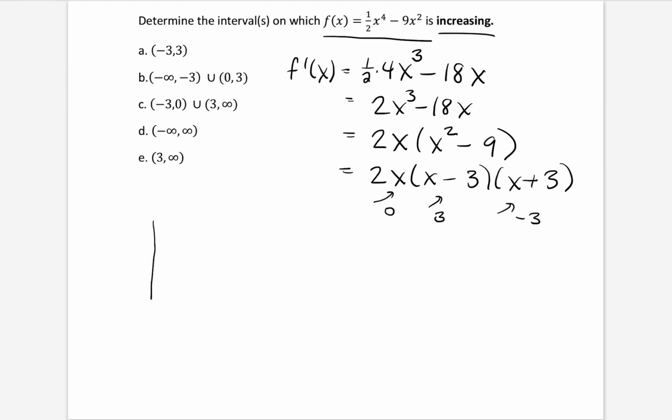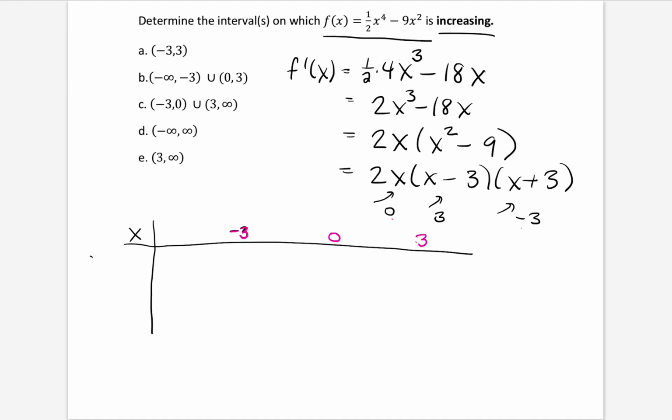So I usually make a table here, and in the top row I'm going to put the values of x that make the derivative equal to 0. So since negative 3 is the smallest, I would put negative 3 there, and I'm going to do that in pink. I'm going to put then 0, and then to the right of that I will put 3. And notice I left space to the left of negative 3 so that I can test values that are smaller than negative 3, and we have space to the right of 3 so that we can test values that are larger than 3.